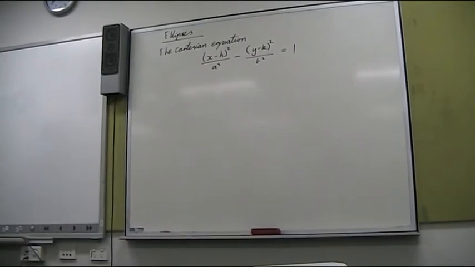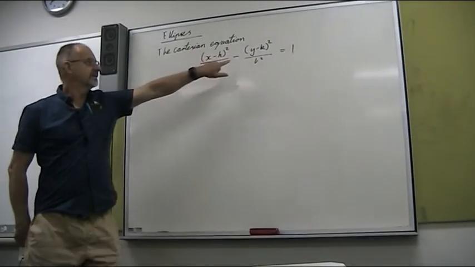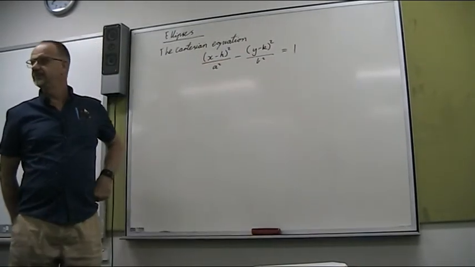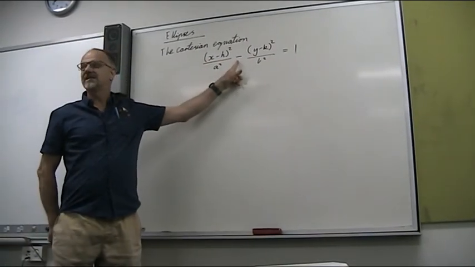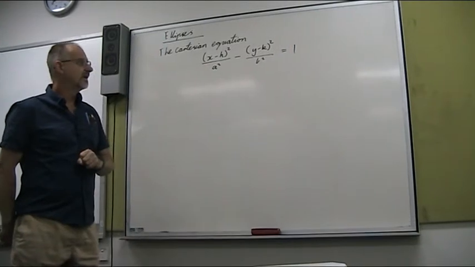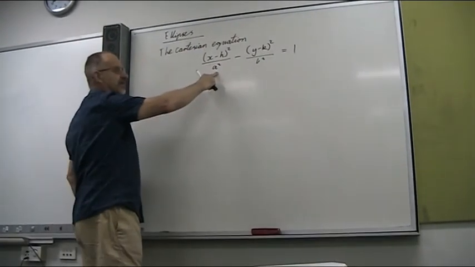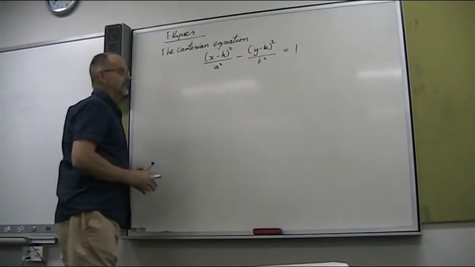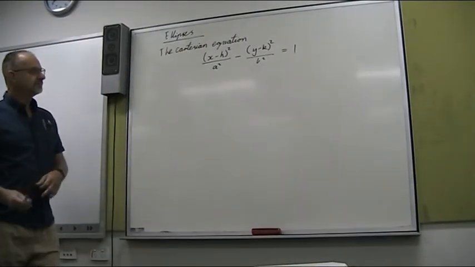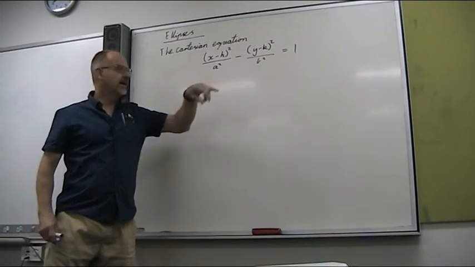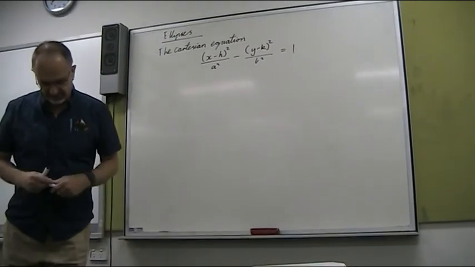Alright, so there's some similarities here between our ellipse and our circle. They've both got these perfect square brackets. Here we've got a minus instead of a plus. And we've got a 1 over here, but then we've got some numbers over there. These numbers are different.